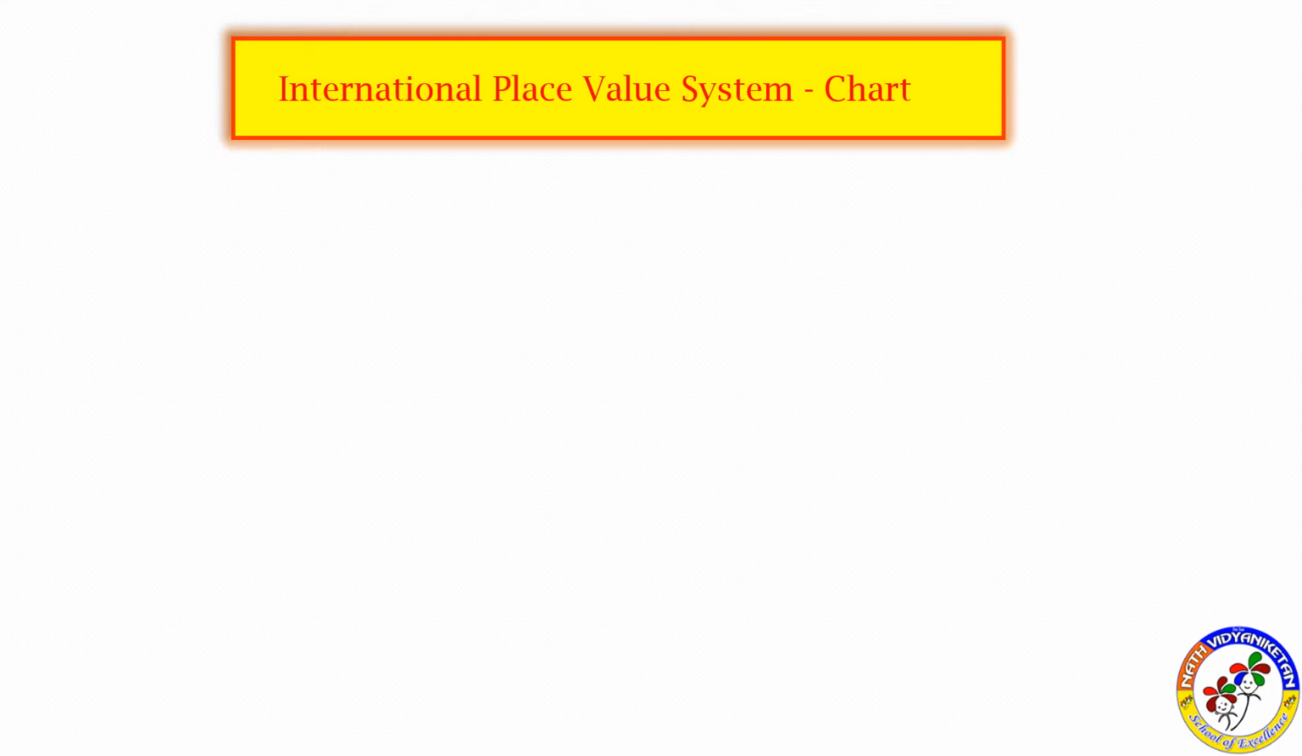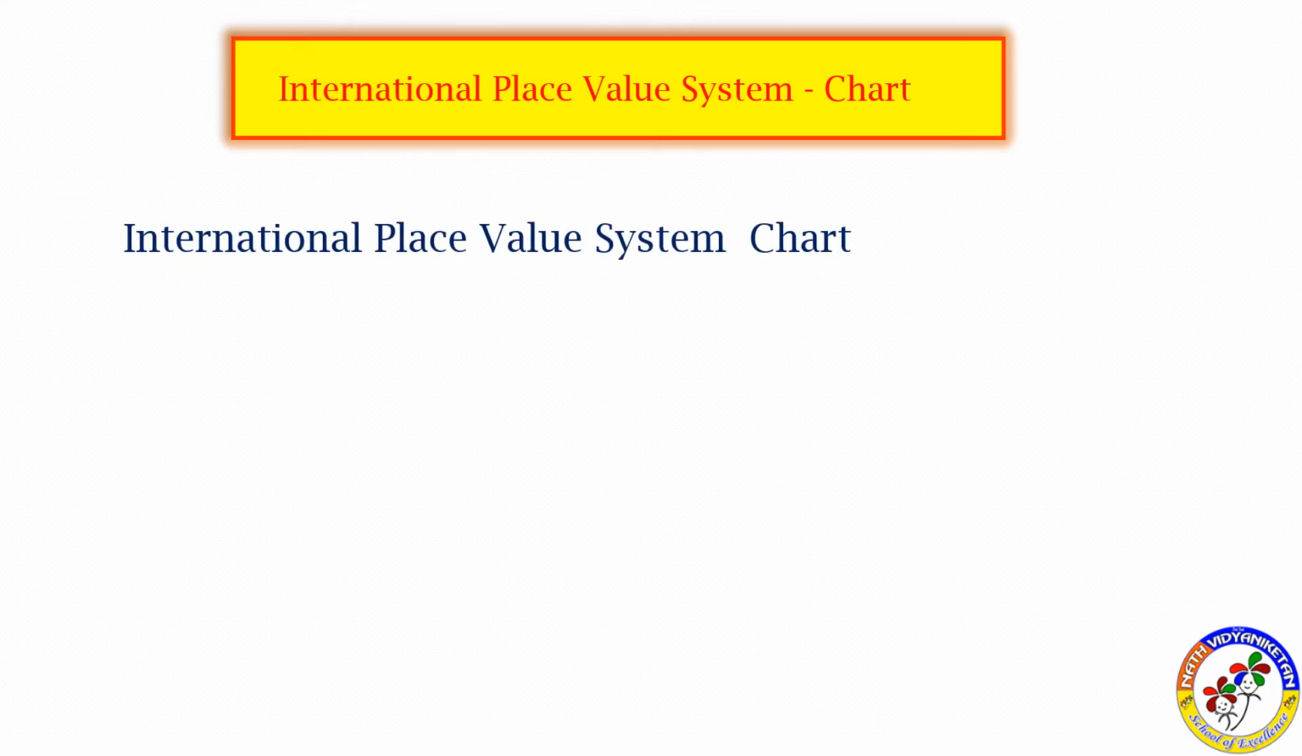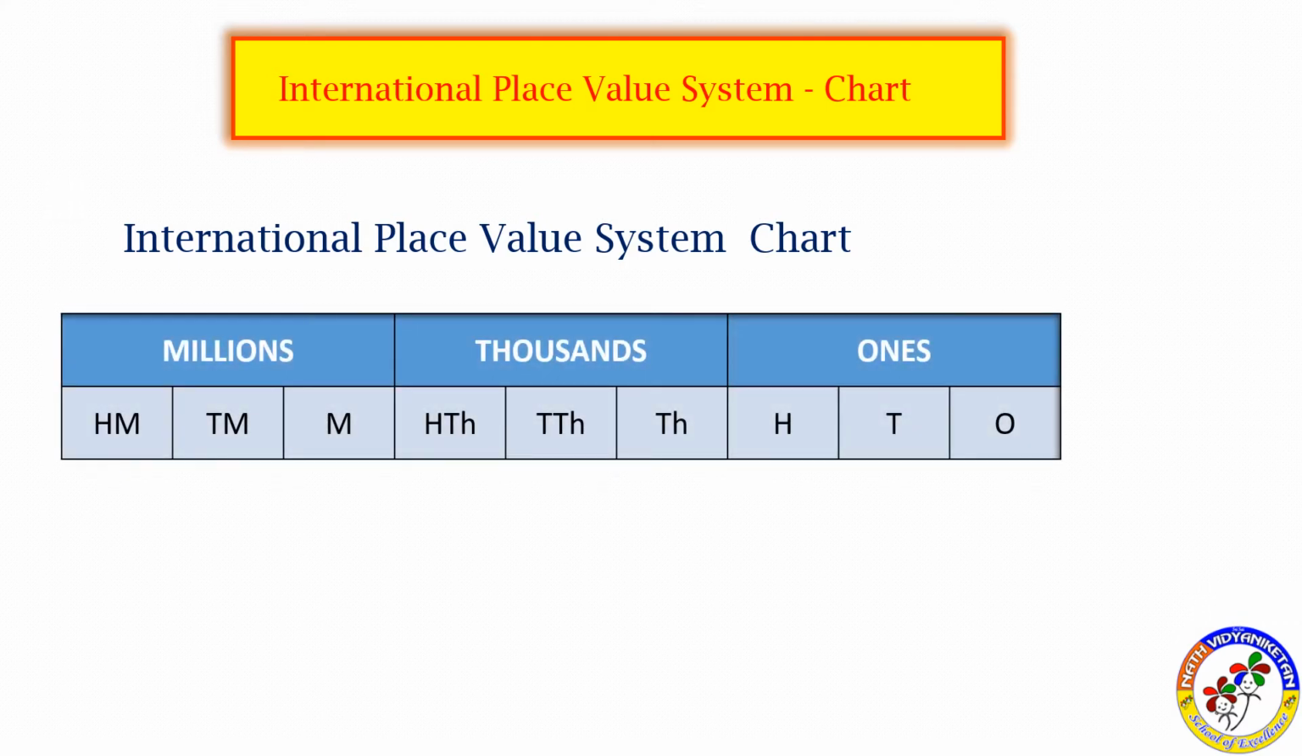International Place Value System chart. Let us see the chart. So here is the chart. So here in ones period: ones place, tens place, hundreds place. Next, thousands place, 10,000s place, 100,000s place. It can be called the thousands period. And then millions place, 10 millions place, 100 millions place. వీటిని millions period అంటాం. ఓకేనా? So these are the place values in the international place value system. Okay?